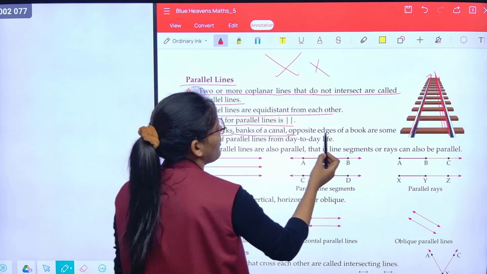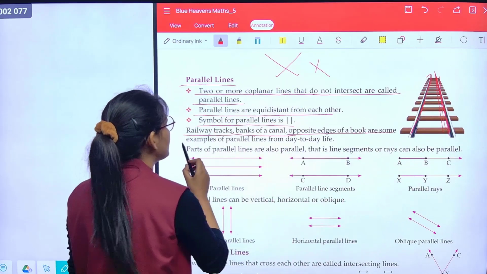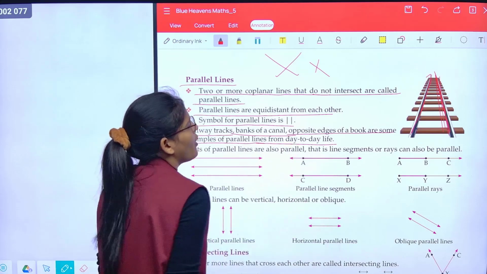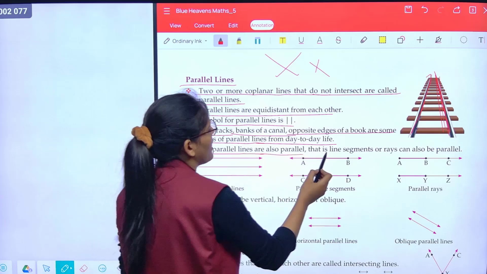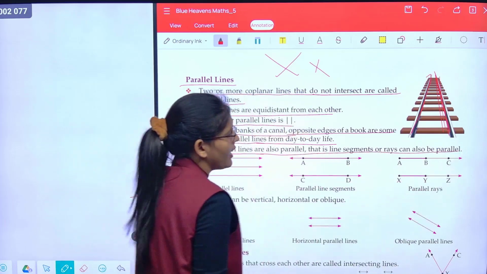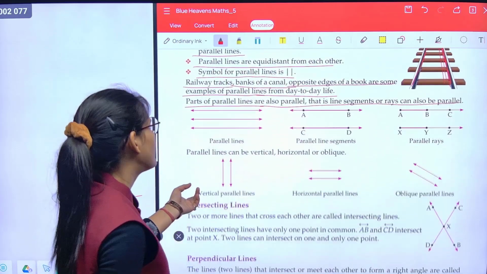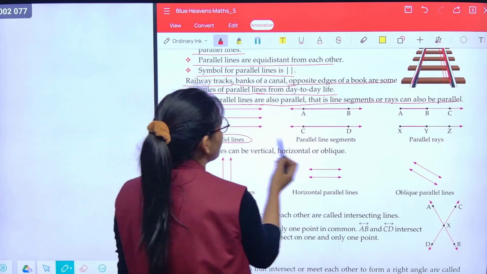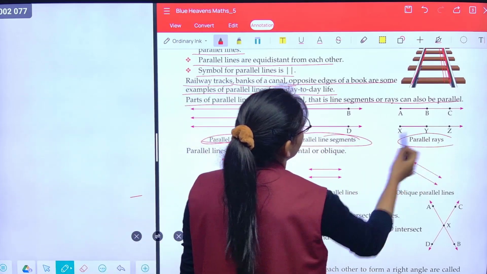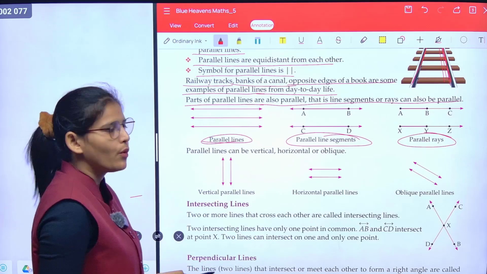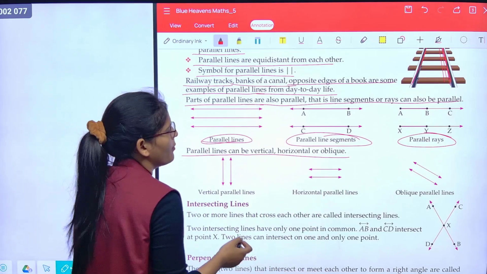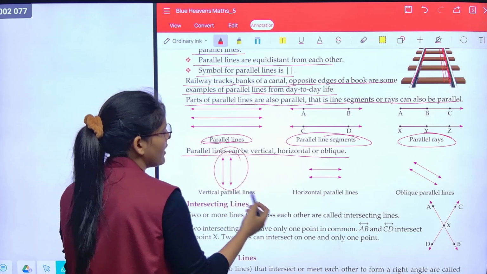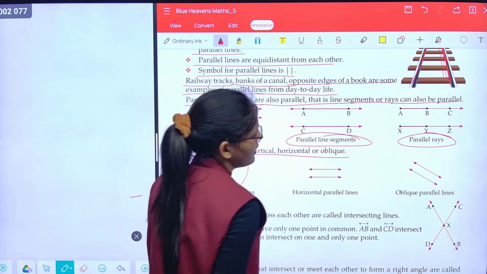Banks of a canal, opposite edges of a book are some examples of parallel lines from day to day life. Parts of parallel lines are also parallel, that is line segments or rays can also be parallel. Parallel lines, parallel line segments, parallel rays. Parallel lines can be vertical, horizontal or oblique.